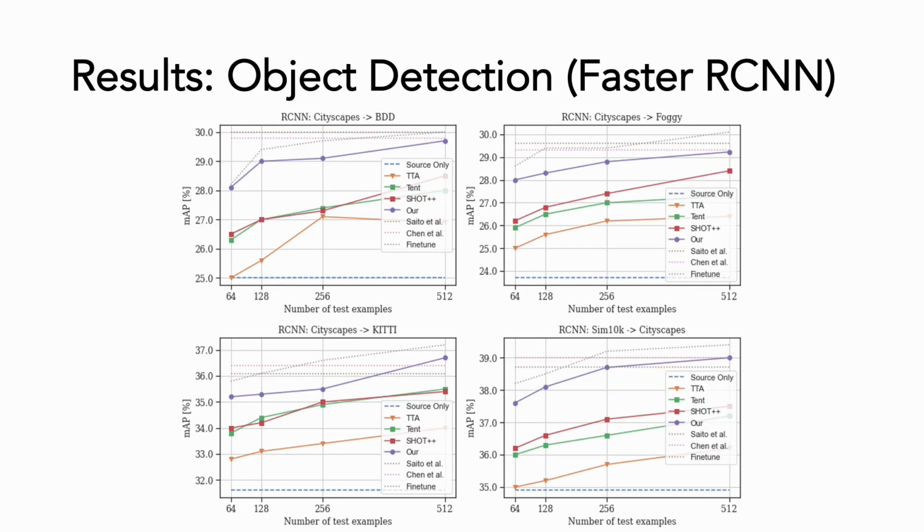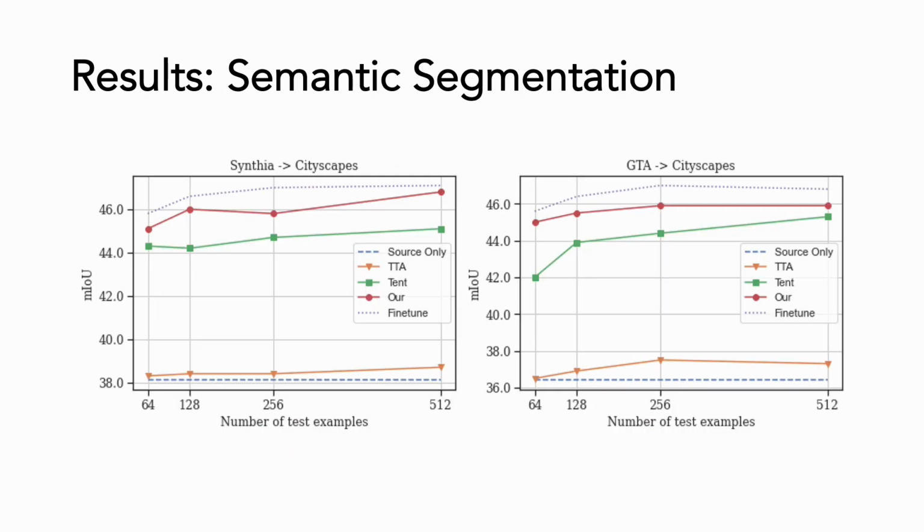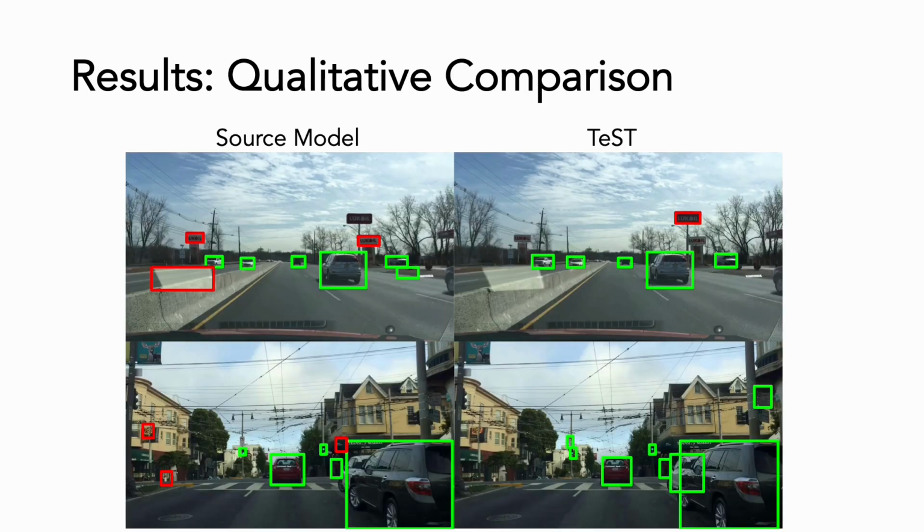Similarly, we test the model using a different object detection architecture, namely a faster RCNN. We see that a similar trend holds for faster RCNN as well. We further evaluate the model on the pixel-wise semantic segmentation task on autonomous driving datasets. We again clearly see that our method significantly outperforms all baselines.